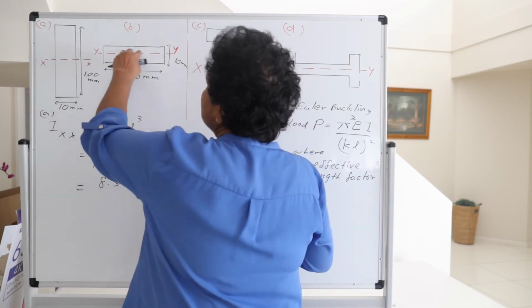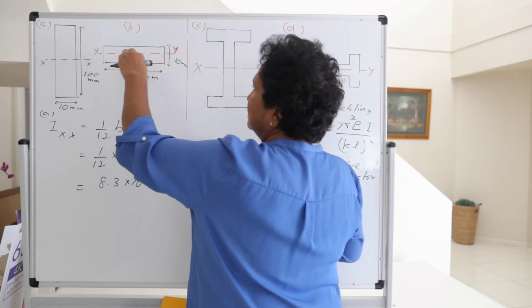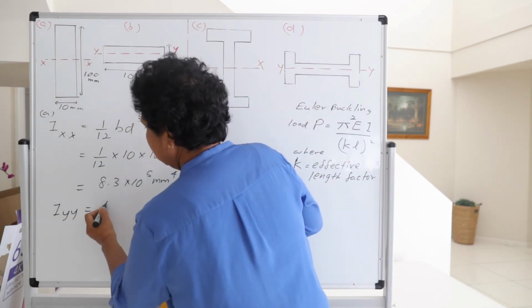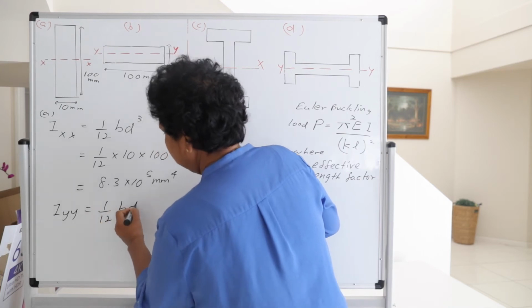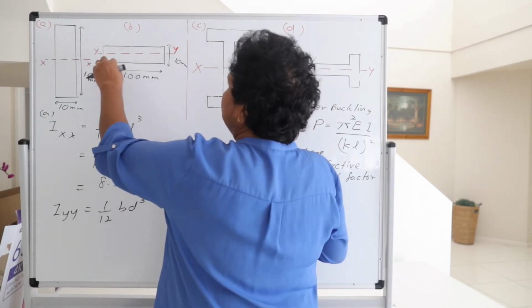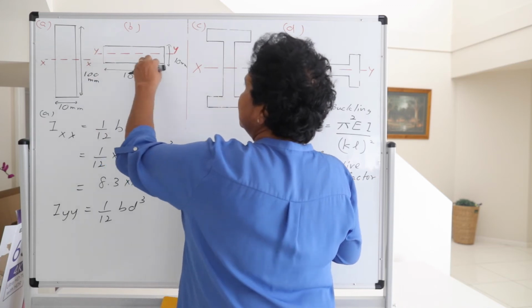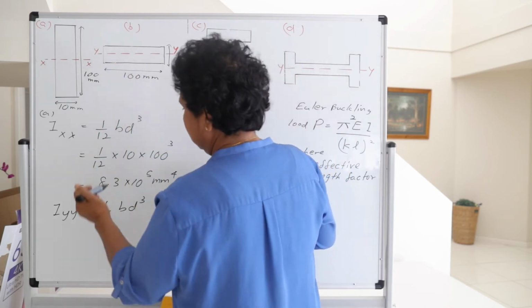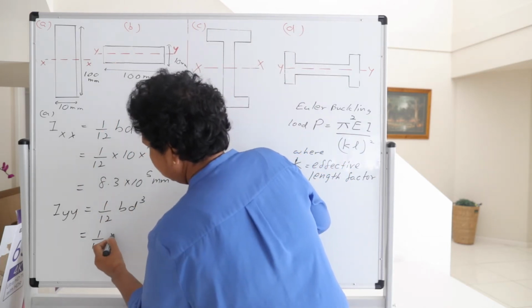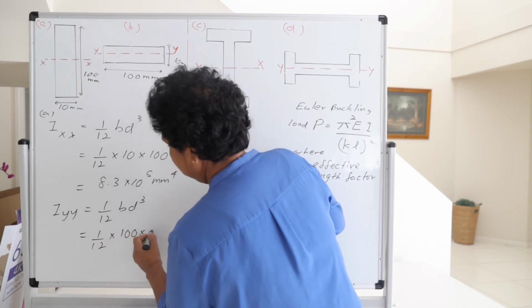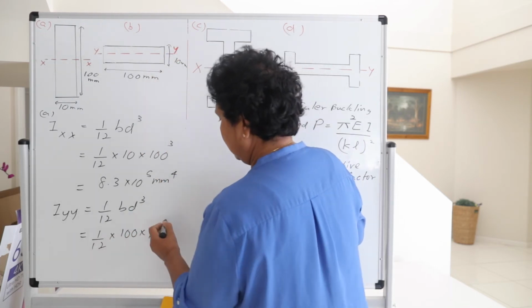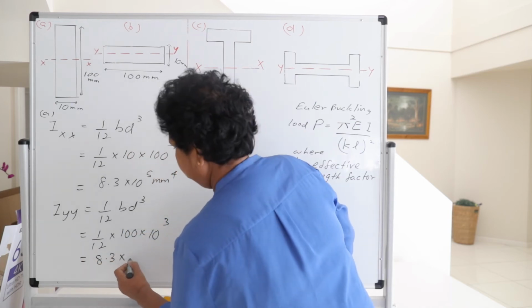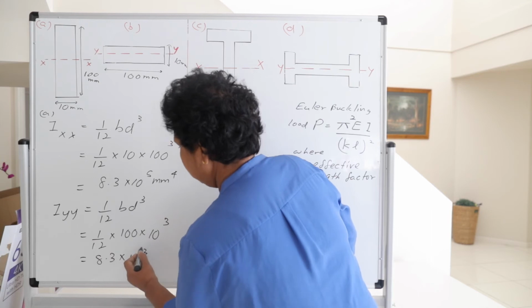Now if you consider the I value along the weaker axis, Iyy, 1 upon 12 BD cube. Now the B value is the dimension parallel to the axis we consider. So it's 100 now. 1 upon 12, B is 100 into D is 10 now, cube. So this will end up with 8.3 into 10 to the power 3.